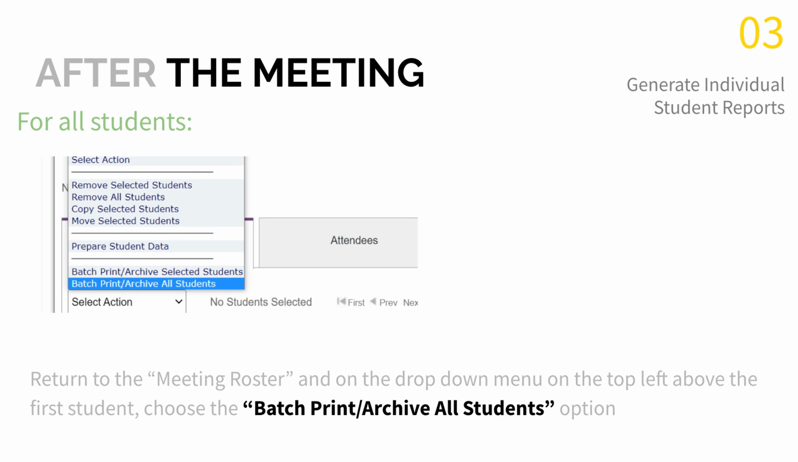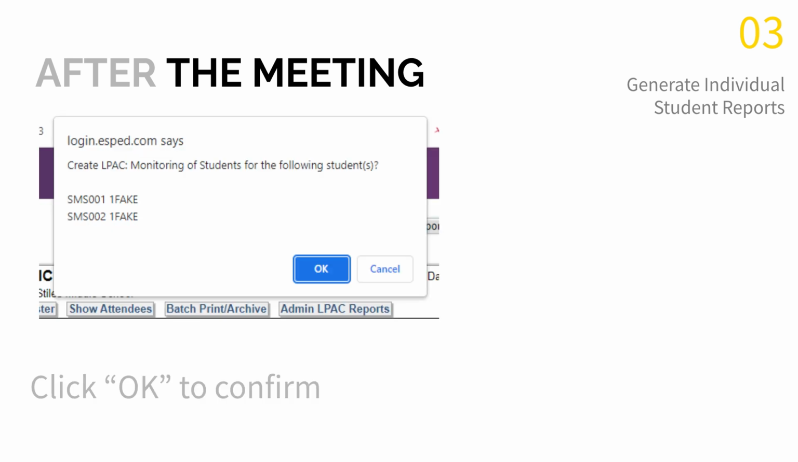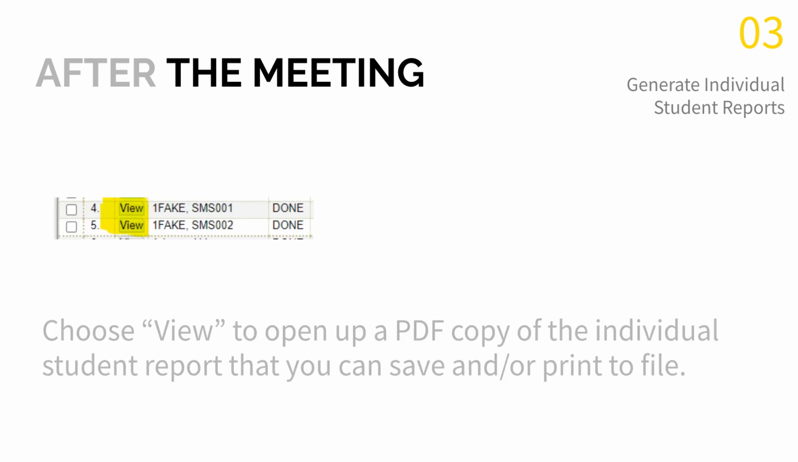For all students, we're going to return to the meeting roster, and on the drop-down menu on the top left above the first student, choose the batch print archive all students option. We're going to choose the LPAC end of the year report and click create. We're going to click OK to confirm. On the pop-up screen drop-down menu, choose view prepared reports. Choose view to open up a PDF copy of the individual student report that you can save and or print to file.